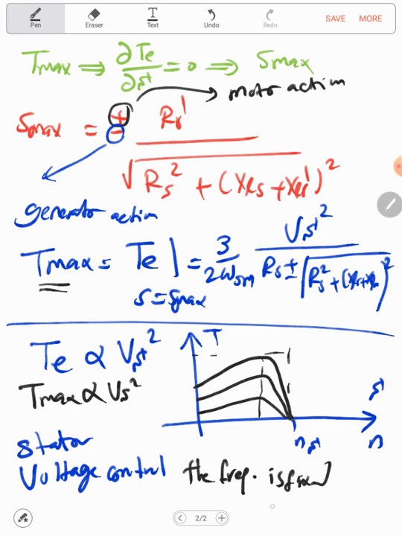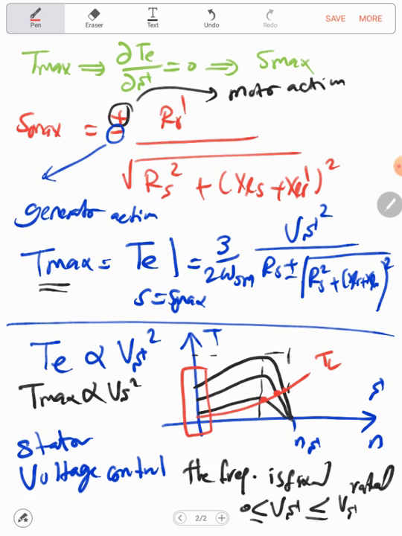At any time, Vs should not exceed the rated voltage, which means that Vs can be greater or equal to zero, less than or equal to Vs rated. Now the interaction between the torque speed characteristic of the load TL and the torque speed characteristic of the machine decides the operating point that the machine will operate at, and it should be in the stable region. And simply the machine also should have a starting torque greater than the load at start.